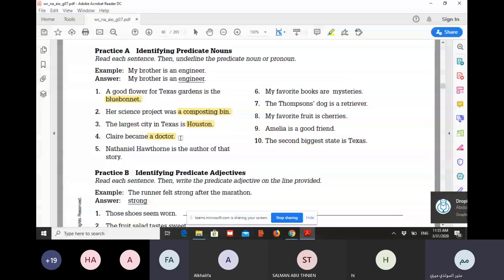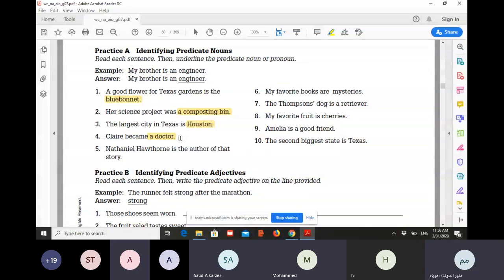Number 5. Nathaniel Hawthorne. Hawthorne is an author of that story. Author. What is it? The predicate. Noun or pronoun? Noun. Excellent.